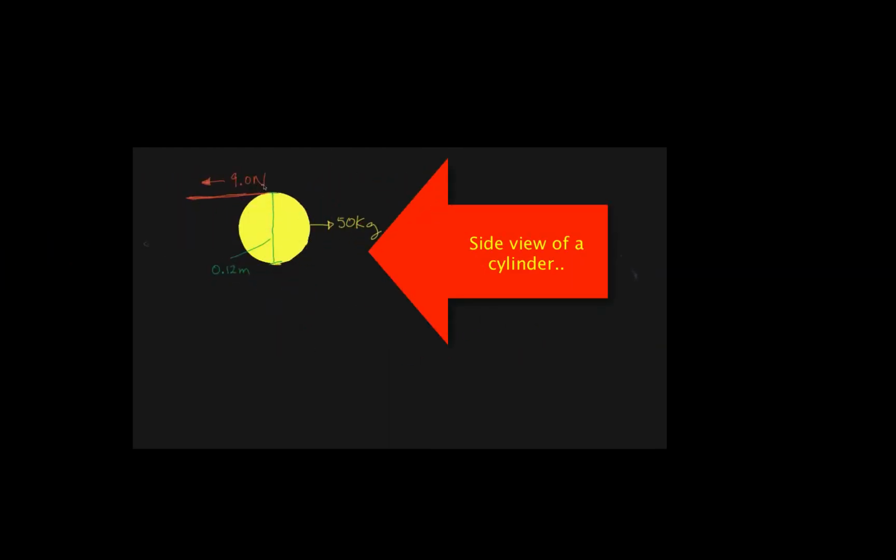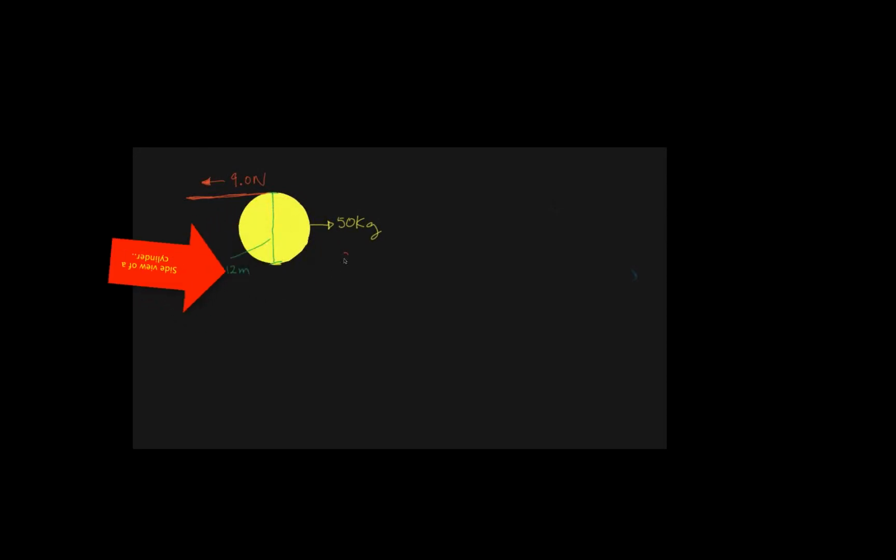So there's the side view of our cylinder. And then we have a rope on it. This rope is wrapped around the cylinder, and it's pulling on the cylinder that way. The cylinder itself weighs 50 kilograms.